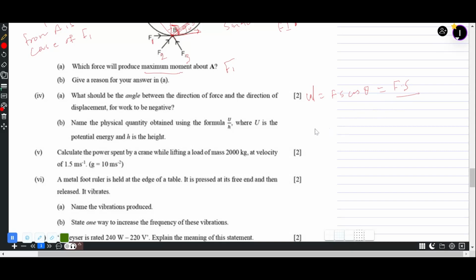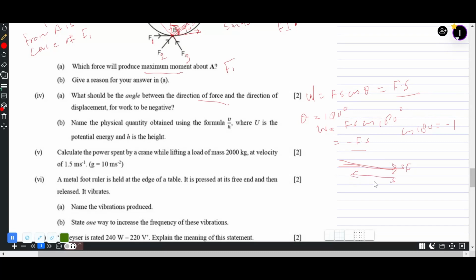So what should be the angle for work to be negative? If theta is equal to 180 degrees, what happens? You get work equal to Fs cos 180. What is cos 180? That is minus 1. That is minus F into S. Because cos 180 is minus 1. Or force is in this direction and the displacement is in this direction.